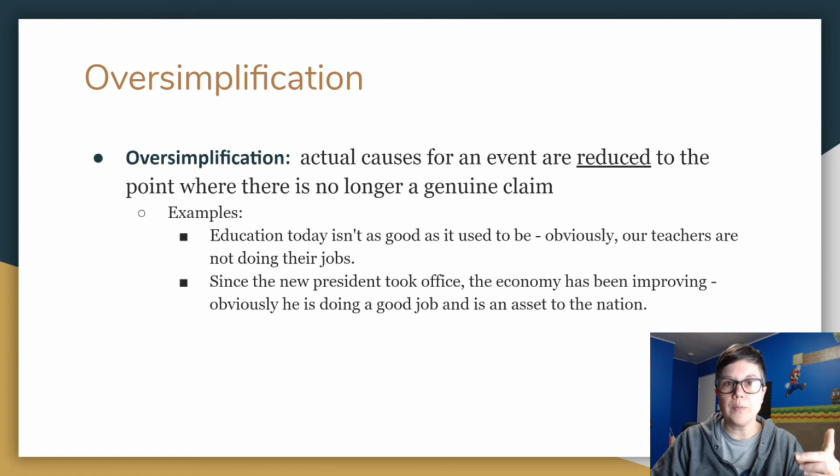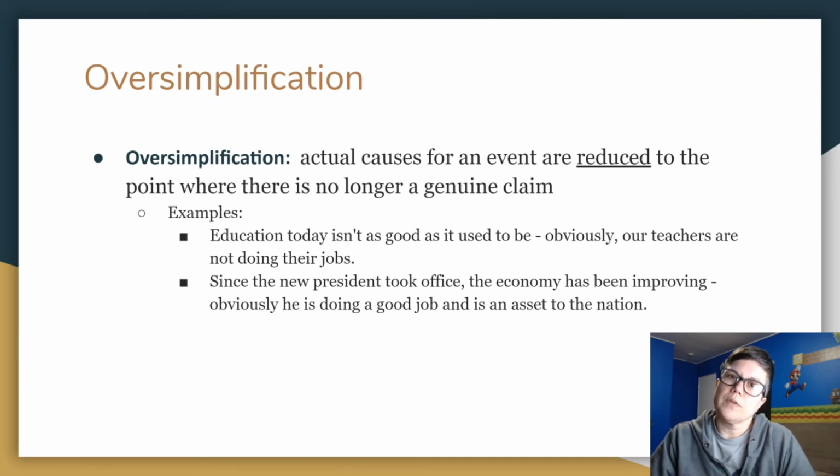So if you look at the examples, if I think that education today isn't as good as it used to be, I might say that the only cause for that is what teachers are doing in the classroom. I might ignore anything that could also impact it: technology, socioeconomic circumstances. I'm going to ignore all of those things. If I do that, then I'm oversimplifying the issue.